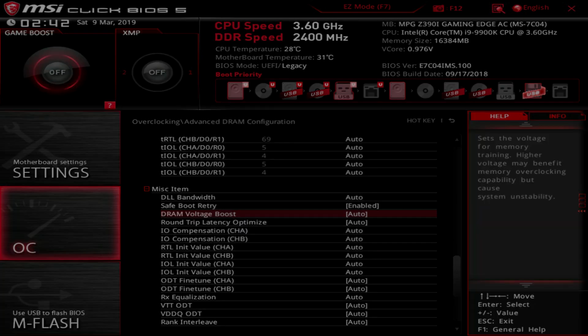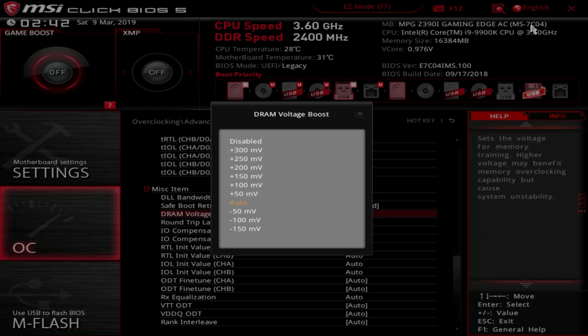DRAM voltage boost. This is a really clunky way to implement DRAM boot voltage.